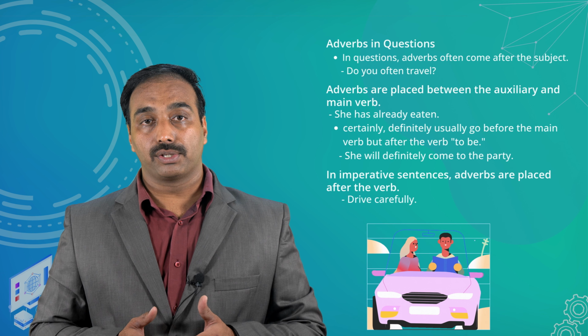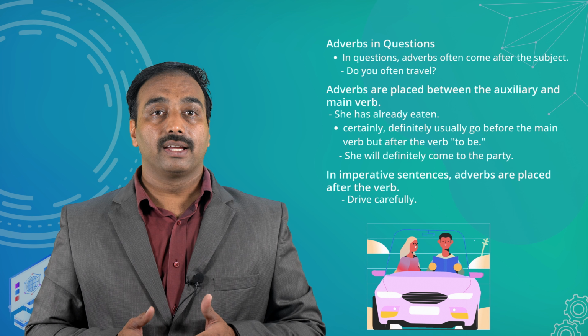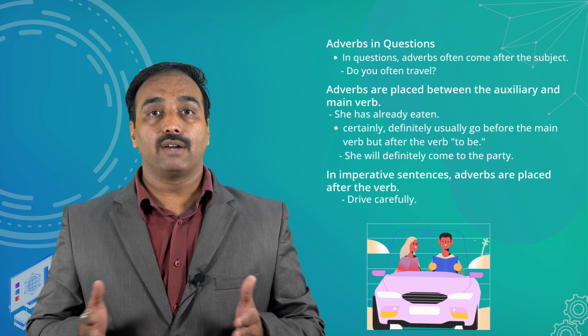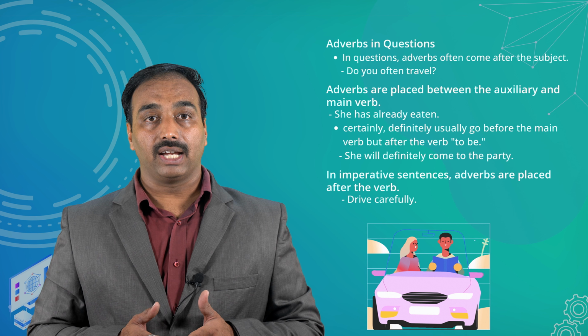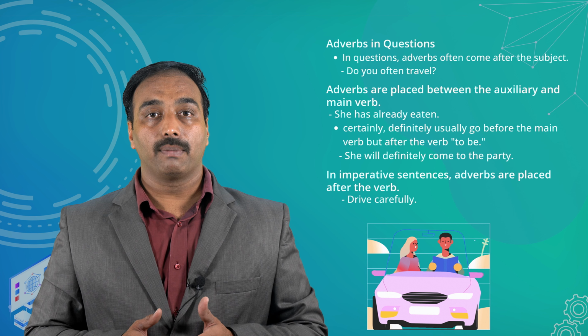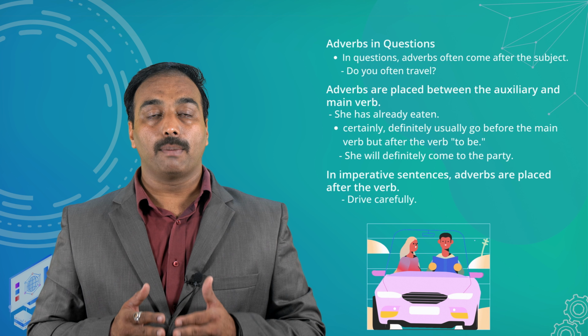Adverbs with auxiliary verbs. Adverbs are placed between the auxiliary and main verb. Example: she has already eaten. Adverbs of certainty. Adverbs of certainty, for example certainly, definitely, usually go before the main verb, but after the verb to be. Example: she will definitely come to the party.